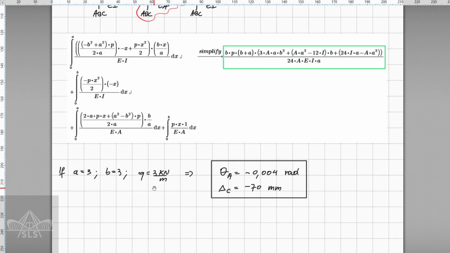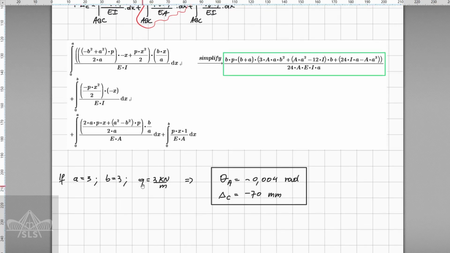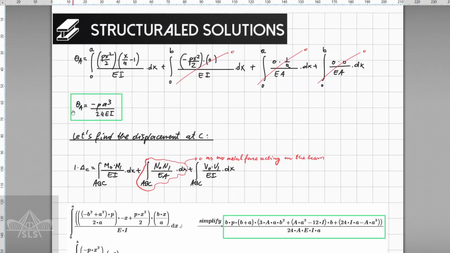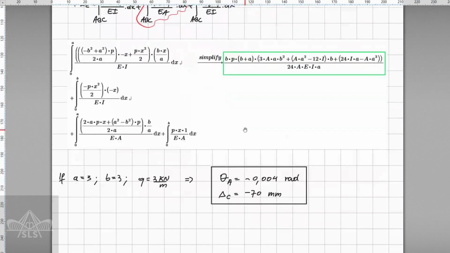So next, let's give some values for our parameters, and then we're going to check the results with the software to make sure that what we calculated is correct. So for example, let's say that A is 3 meters, B is 3 meters, and we have a distributed load acting on the whole beam with a value of 3 kilonewtons per meter. And if we input these parameters into the above formulas which we found, we are going to have the following result. This is going to be the rotation at point A, and this is going to be the displacement at point C.